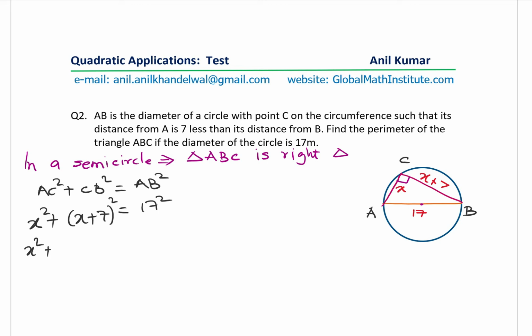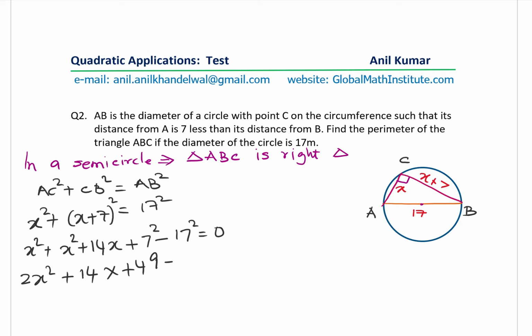So we have x squared plus, expanding this, x squared plus 14x plus 7 square, which is 49. So it is x squared plus 14x plus 7 square minus 17 square equals 0. So that gives you 2x squared plus 14x, 7 square is 49, minus 17 square, which is 289. You can use a calculator, equals 0, right? Now we can simplify and write this as 2x squared plus 14x minus 240 equals 0. So we get this quadratic equation.